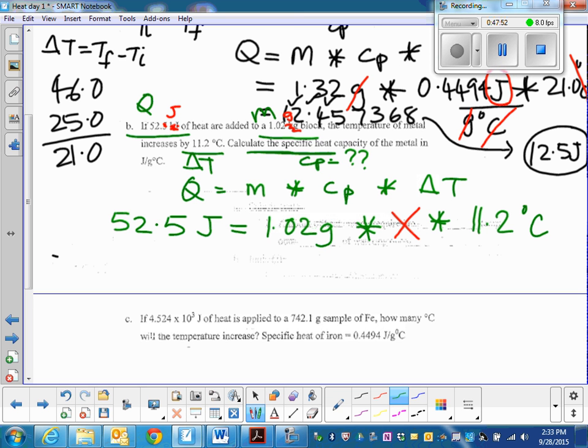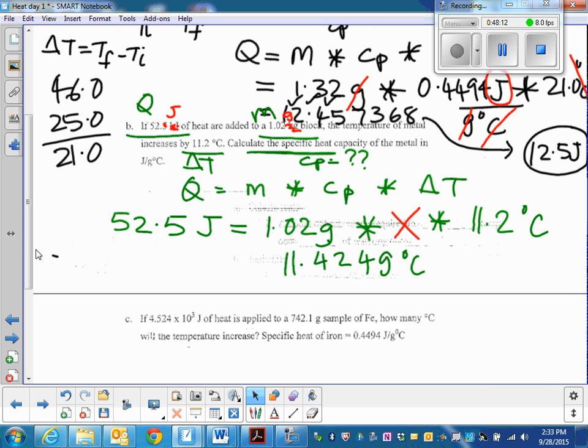1.02 times 11.2, I get 11.424. Let's not forget units. What are the units? There is g, and then what else is there? Degree Celsius is there, and what else? X. X is my variable that I'm solving for. Is that right?